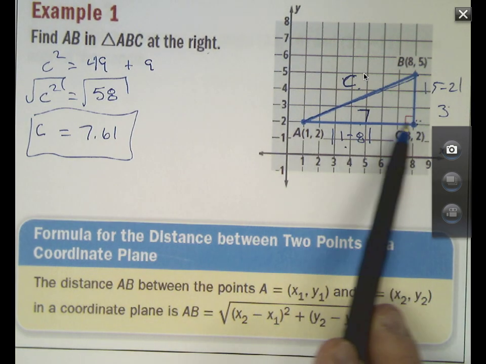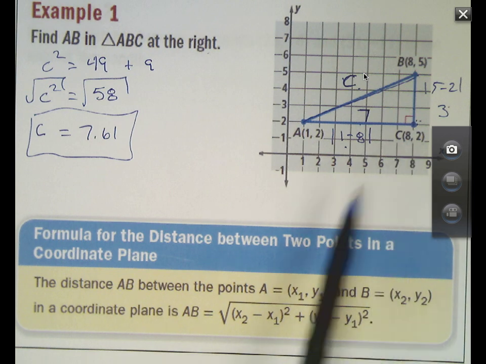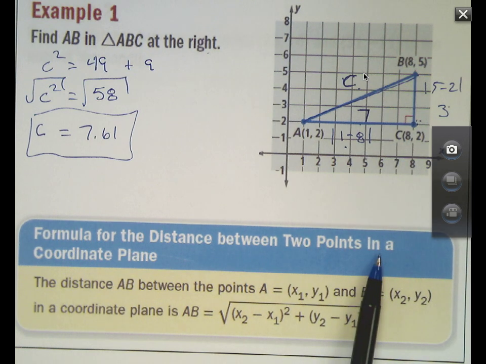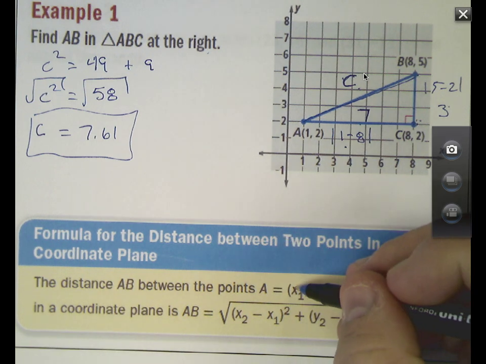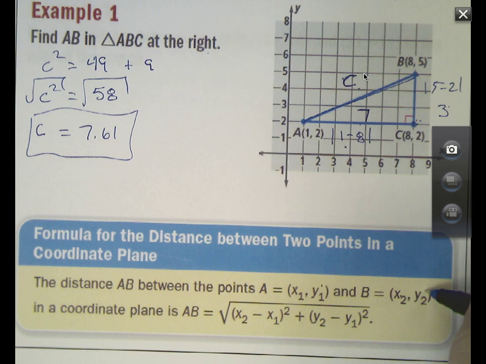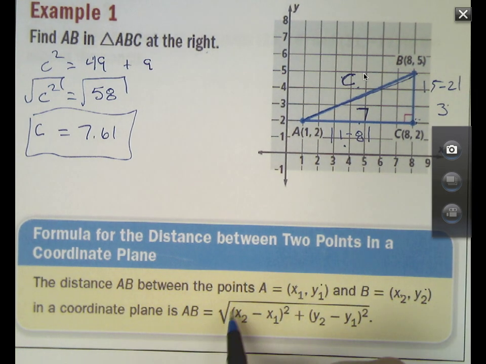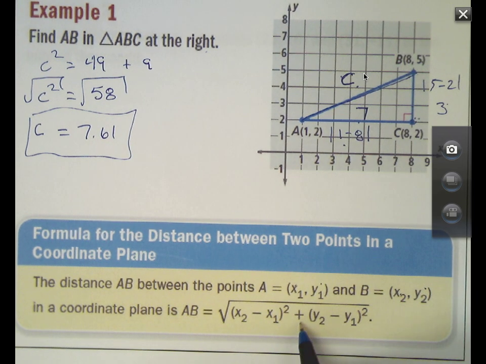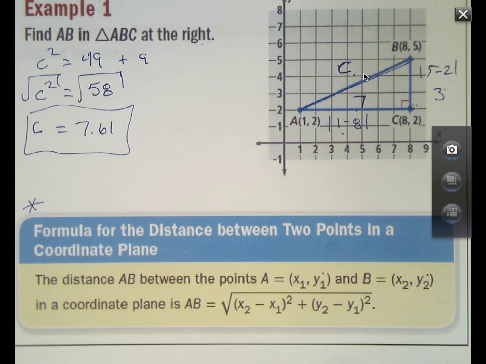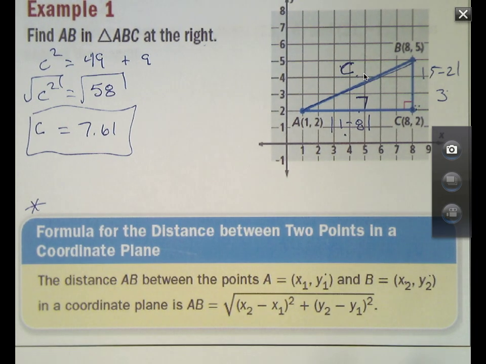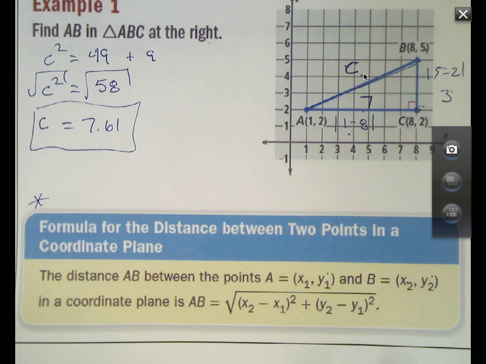What happens if our lines are not such a way that we can sit here and count these or determine those? The formula for distance between 2 points. If you want to find the distance from A to B, you know A is (x1, y1), B is (x2, y2). To find this distance, you're going to use the square root of the quantity (x2 minus x1) squared plus (y2 minus y1) squared. Okay? Very important piece of information. This is to find the distance between any 2 points on a coordinate plane.